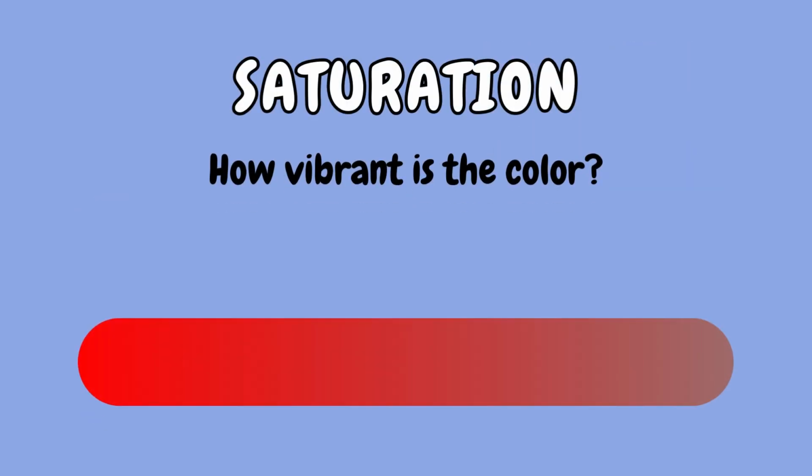Another way to talk about color is to talk about saturation. Saturation is how vibrant our color is. So if we look at this red box at the bottom, you'll notice that one side is a very bright red and the other side is more gray. So even though they're the same value, which we'll talk about here in a moment, they are different saturations. So the red on the left is highly saturated, whereas the grayish red on the right is not high in saturation.